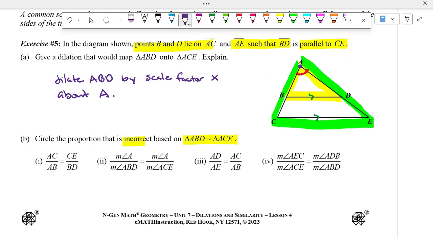Now, angle B and angle C are congruent to each other. Why do you think they're congruent to each other? It's not just because they're corresponding, but why can we for a fact say that those two angles are congruent to each other?